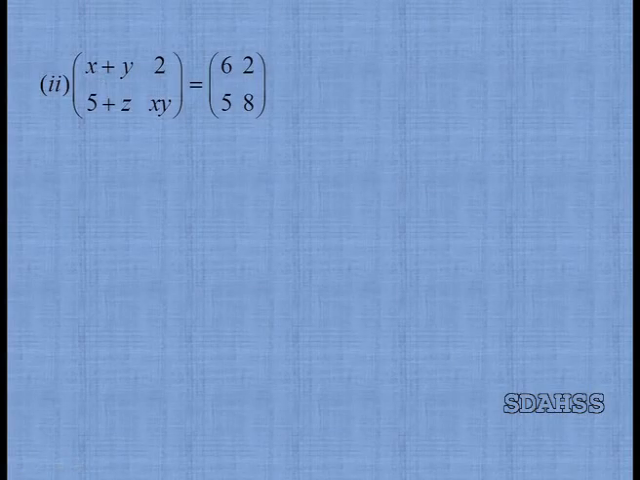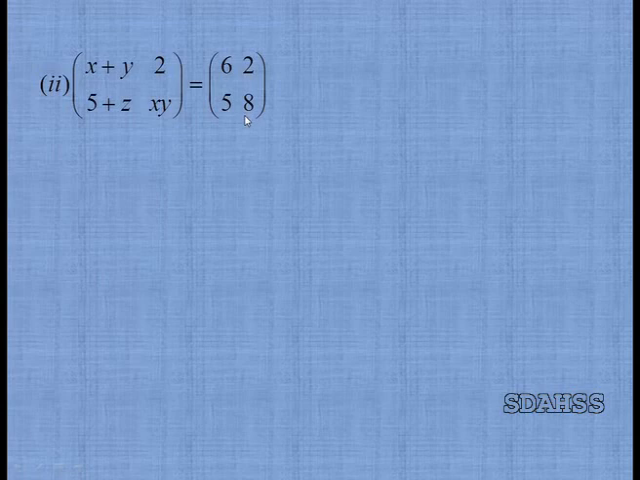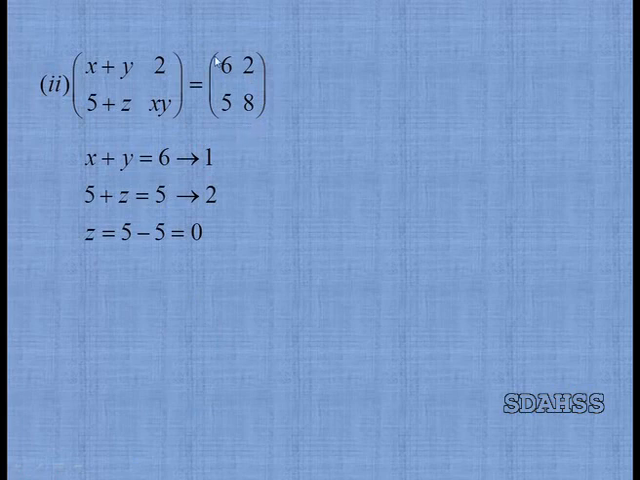Subdivision 2. The matrix [x+y, 2; 5+z, xy] is equal to [6, 2; 5, 8]. Here the matrices are equal, so their corresponding elements are equal. So we can write x plus y is equal to 6.